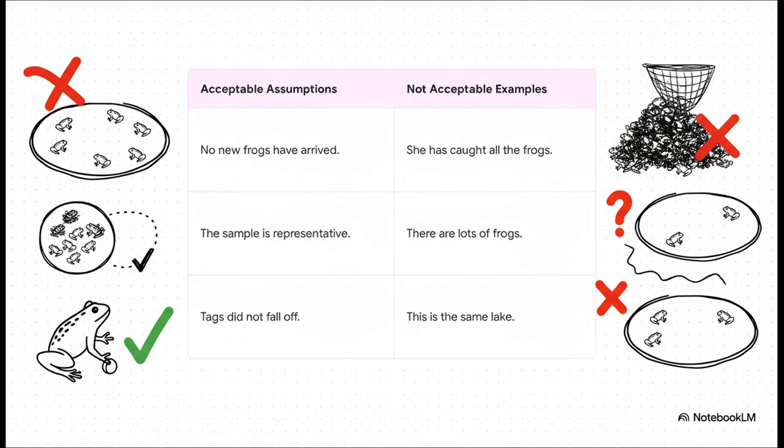It's super important. Look at the difference here. Saying no new frogs have arrived. That's precise. It directly relates to the thing you're trying to measure. But saying something vague like, this is the same lake, well, of course it is. That doesn't get you any marks because it doesn't explain a weakness in the method. Same thing with, there are lots of frogs. Be specific about the conditions the math depends on.